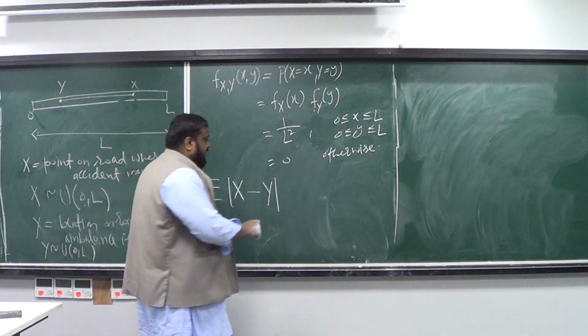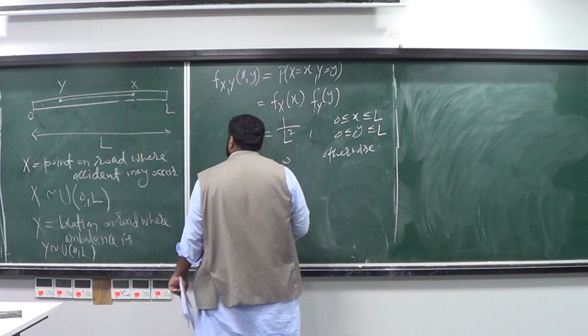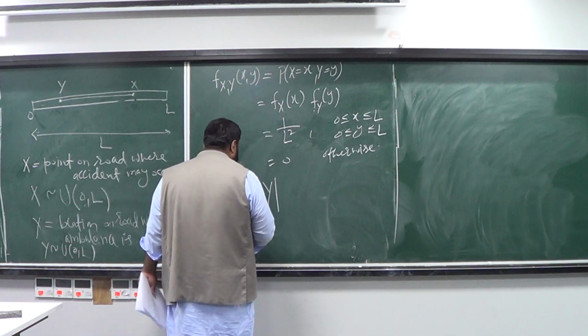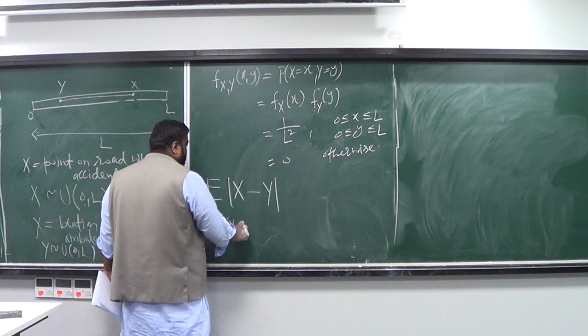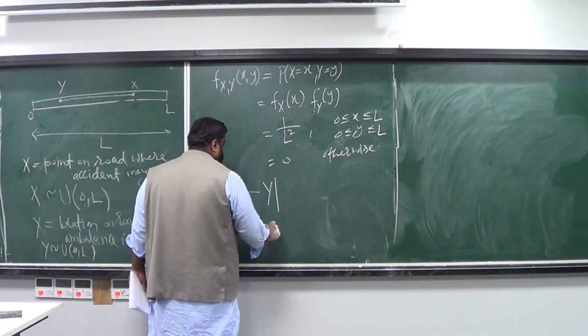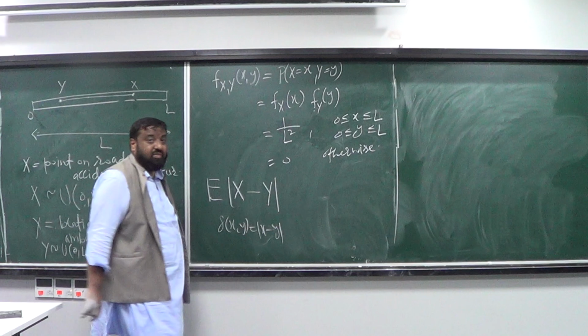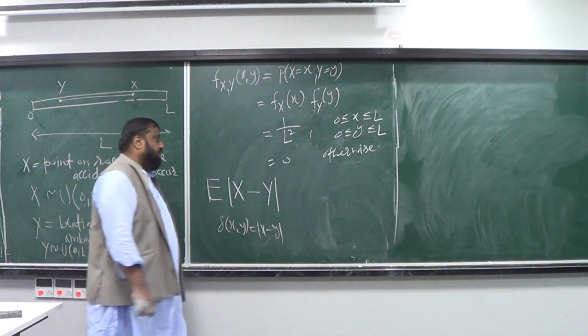Now, this is the same as applying your previous formula for the function g of x, y, where g of x, y is the absolute value of x minus y. So how can I compute this integral?